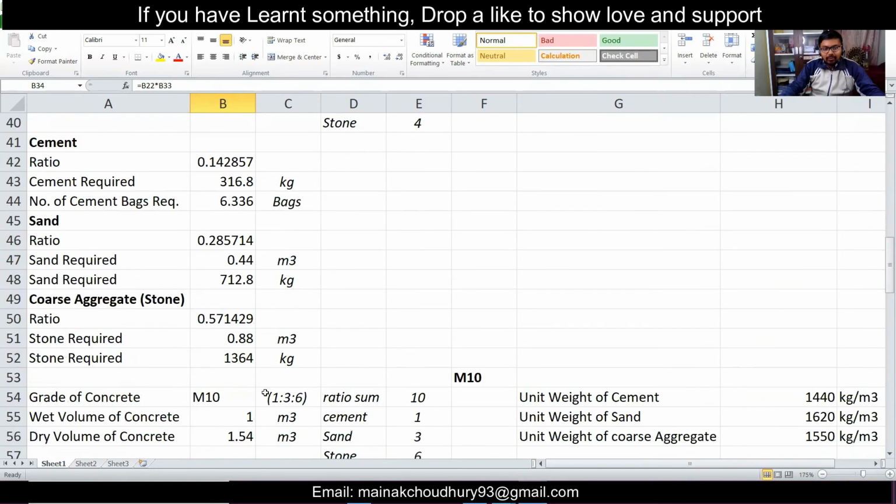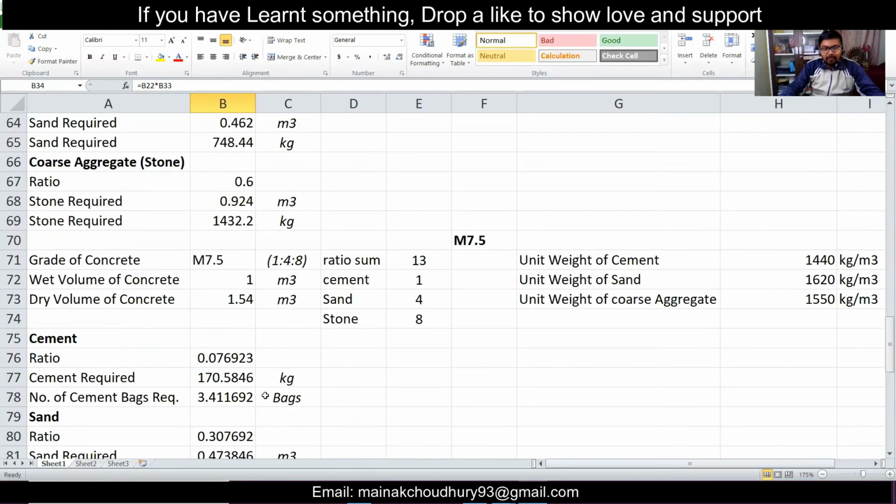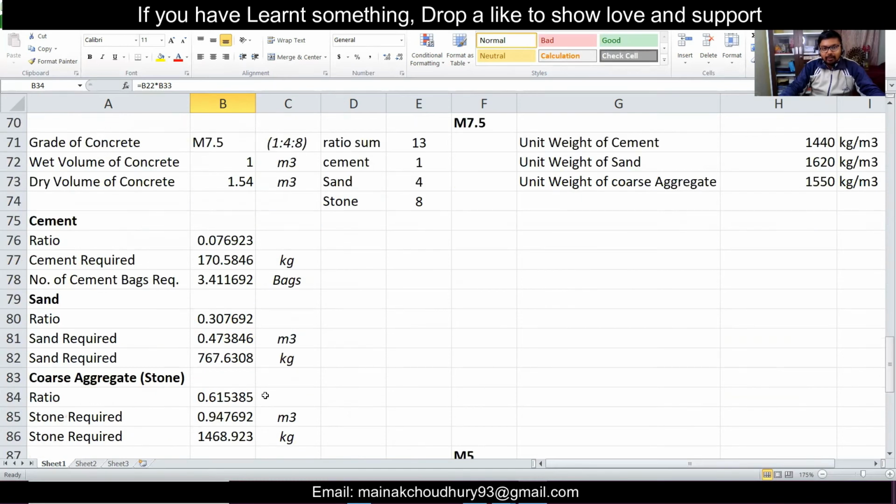Another grade which is commonly used for PCC is M7.5. M7.5 is commonly used for PCC, which is usually below the footing or below the foundation, and also below the plinth beams in some cases after the sand filling, and also below the brick foundation of the periphery wall. So these are some of the areas where PCC is used. The PCC ratio is 1:4:8.